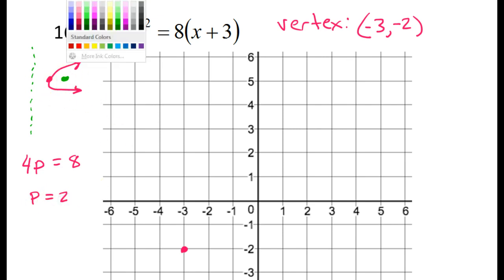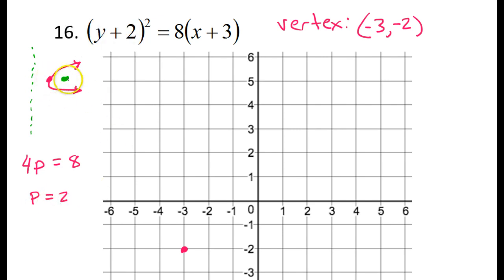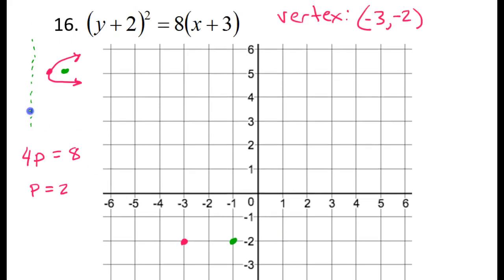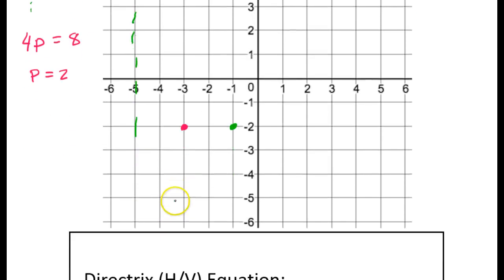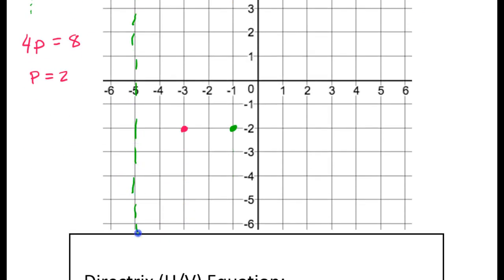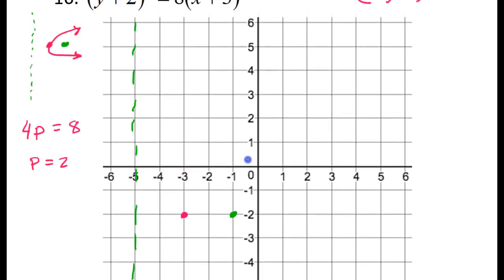Now, right from the beginning, we knew that the focus would be to the right of the vertex. The p-value tells us that it will be 2 to the right. So the focus will be right here. It also gives us the directrix, because the directrix should be the same amount in the opposite direction. So if I go 2 to the left, here's my directrix. Okay, make it a dotted line. Okay, now we just need 2 additional points in order to graph this parabola.